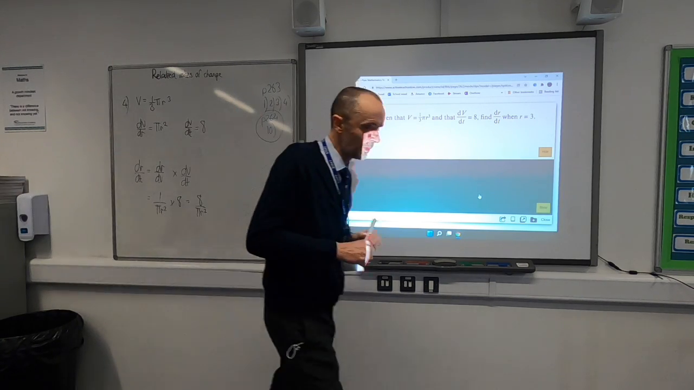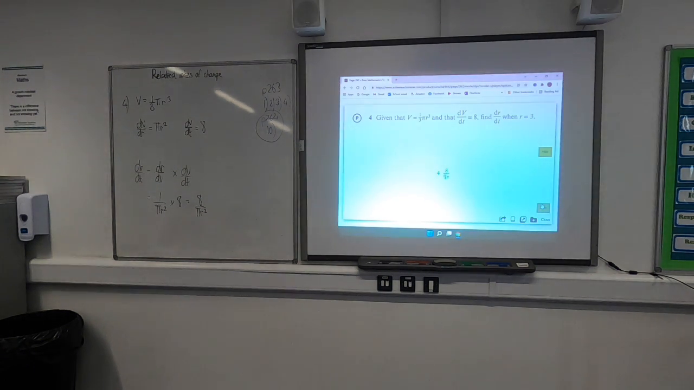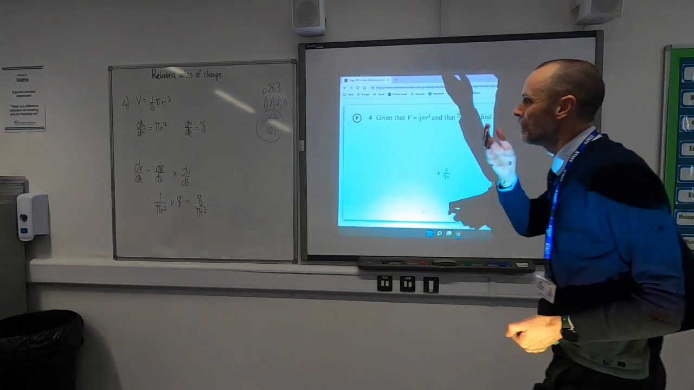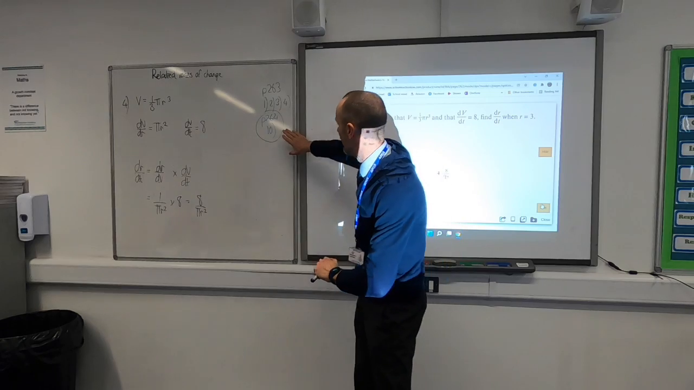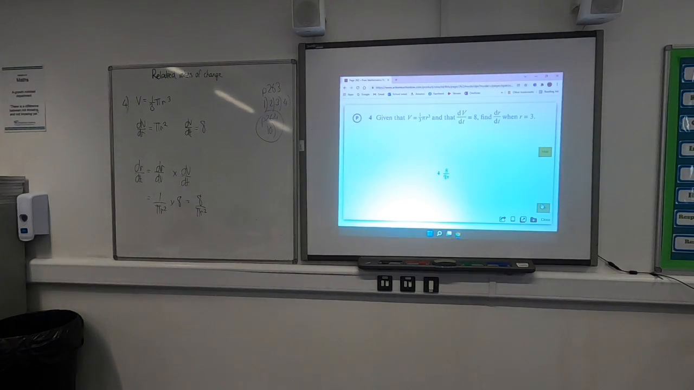It gives me 8 over pi r squared. When I substitute in r, that's just going to give me 8 over 9 pi. And no units there. Just because I need to move on, I've circled that one, page 264, question 10. We'll look at that at the beginning of the lesson tomorrow, so can you make sure you had a go at that one? Thank you.